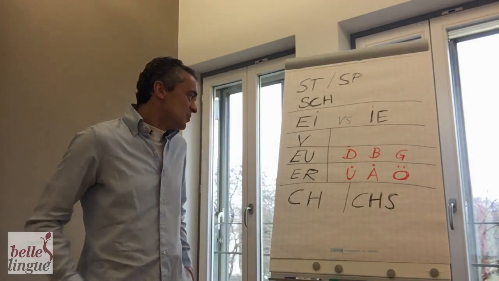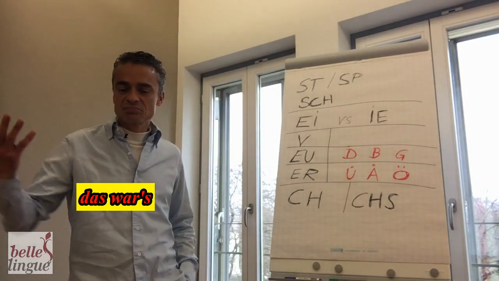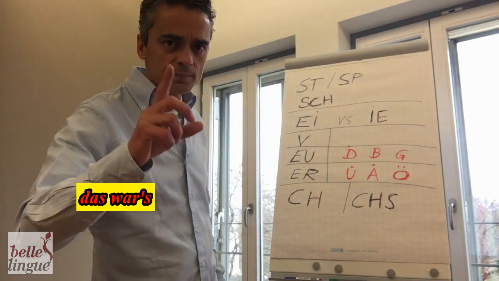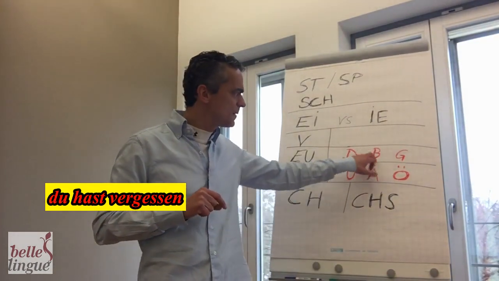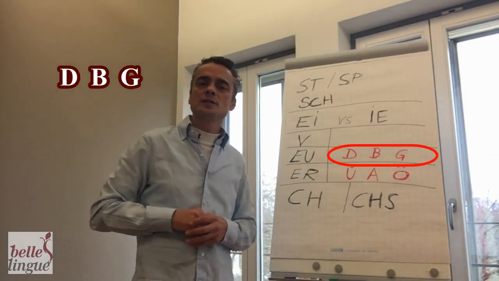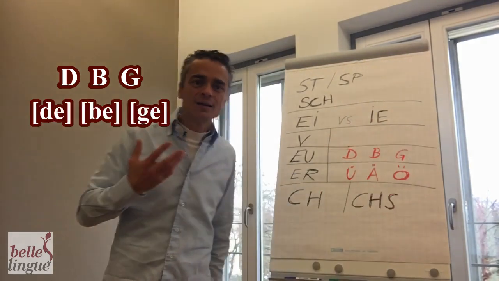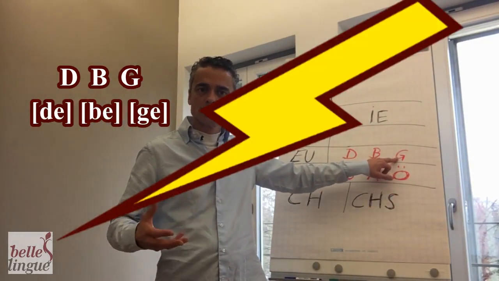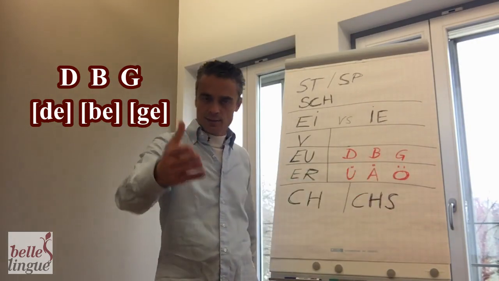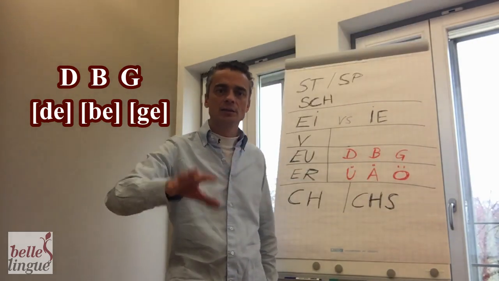Okay. Gut. Das war's. That was it. Nein, Michele? Du hast vergessen. You forgot the DBG. So the DBG is D, B, G. You do not pronounce it like in English G. It's a G, like the Italian also G.